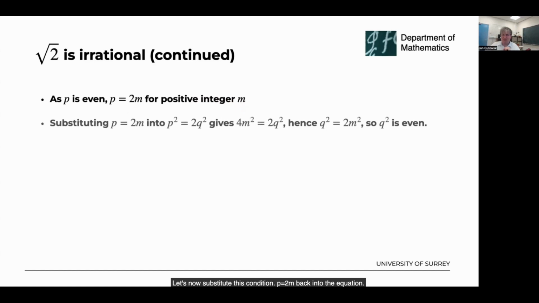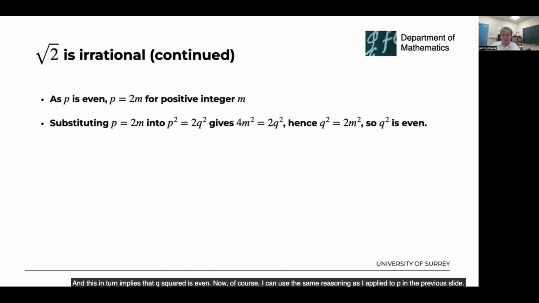Let's now substitute this condition, p equal to 2m, back into the equation p squared is equal to 2q squared, which I had before. p squared is 4 times m squared, so I get the equation 4 times m squared is 2 times q squared. Hence, q squared is equal to 2m squared on dividing through by 2 on both sides. And this in turn implies that q squared is even.